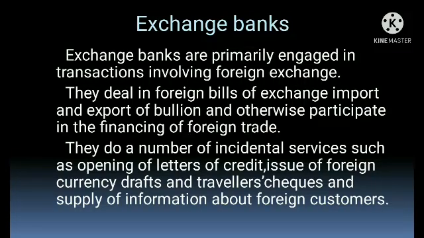Next, exchange bank. Exchange banks are primarily engaged in transactions involving foreign exchange. They deal in foreign bills of exchange, import and export of bullion and otherwise participate in the financing of foreign trade. They do a number of incidental services such as opening of letters of credit, issue of foreign currency drafts and travelers checks, and supply of information about foreign customers.